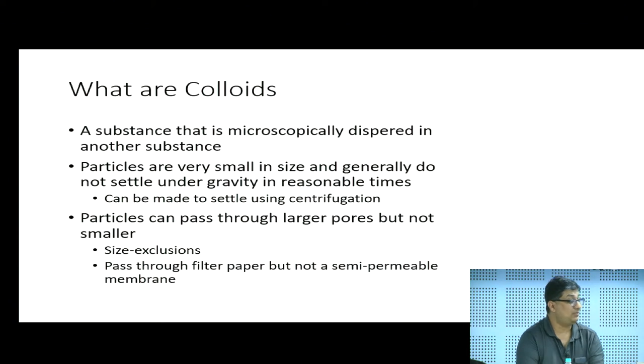They pass through larger pores, but they don't pass through smaller pores, which is the basic idea behind filtration. So if you want to get rid of colloids, we tend to create smaller pore spaces and try to push them so that they come out. So that's the idea of a filter, right? You're filtering out things. A colloid will just easily pass through a filter paper, which is about 0.45 micron or 1 micron, whereas they don't pass through semipermeable membranes, which is what we use to remove them many times.